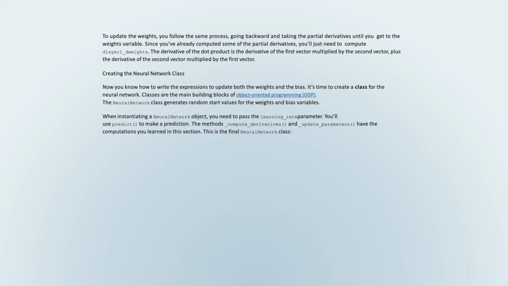Creating the neural network class. Now you know how to write the expressions to update both the weights and the bias. It's time to create a class for the neural network. Classes are the main building blocks of object-oriented programming, OOP. The neural network class generates random start values for the weights and bias variables. When instantiating a neural network object, you need to pass the learning_rate parameter. You'll use predict to make a prediction. The methods _compute_derivatives and _update_parameters have the computations you learned in this section. This is the final neural network class.